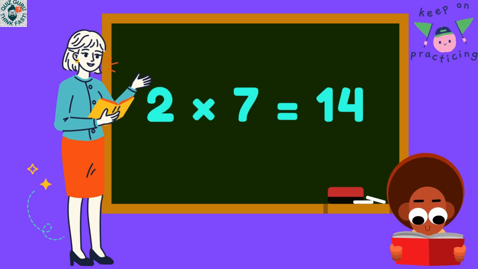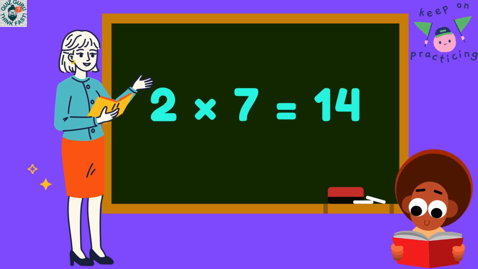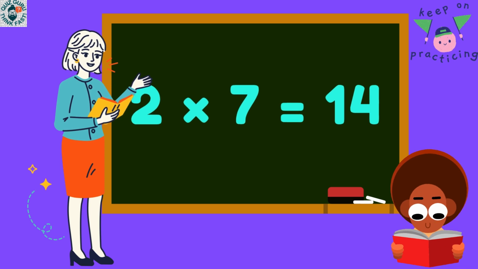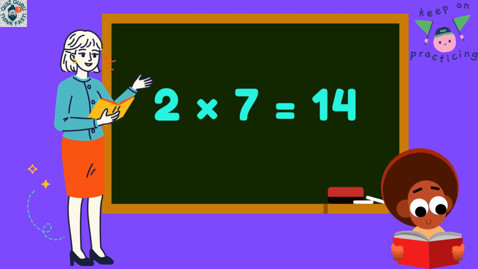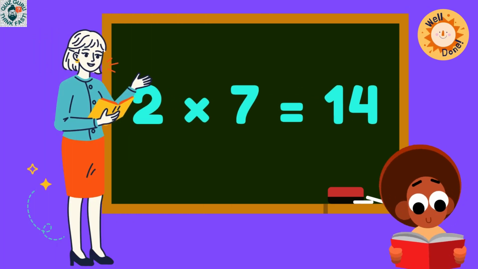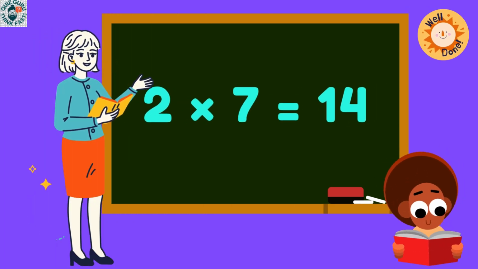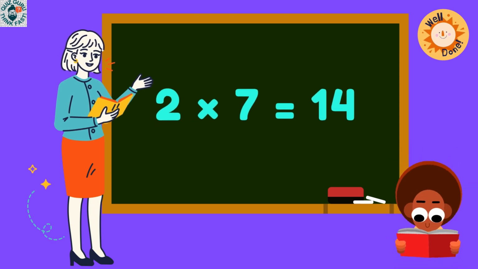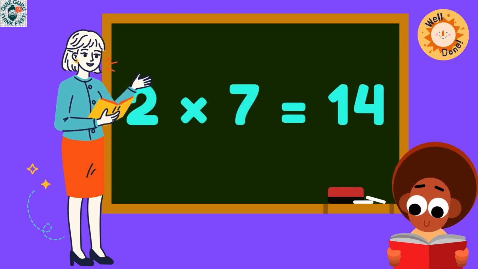2 times 7 is 14. 2 times 7 is 14. 2 times 7 is 14.